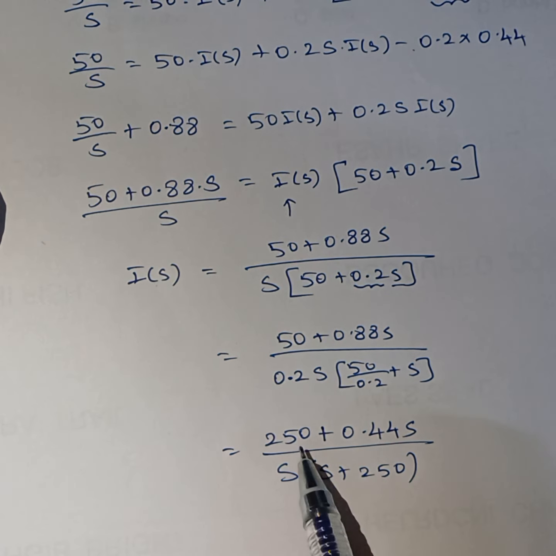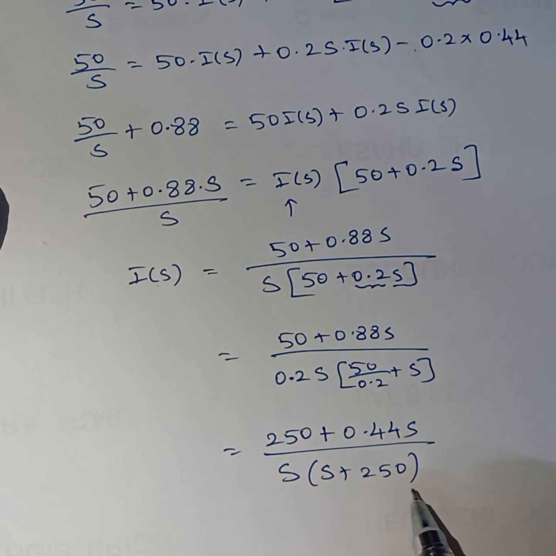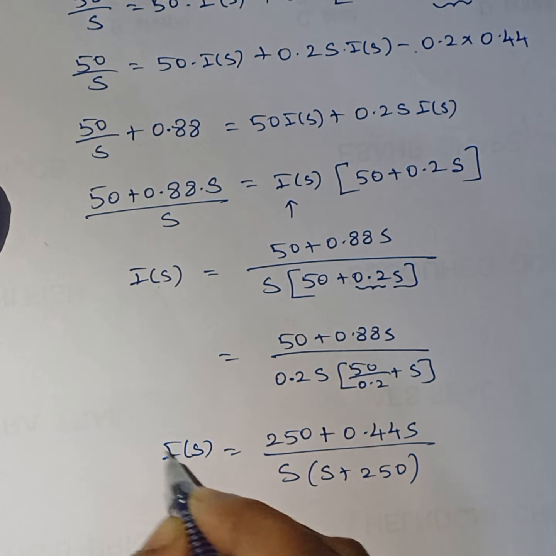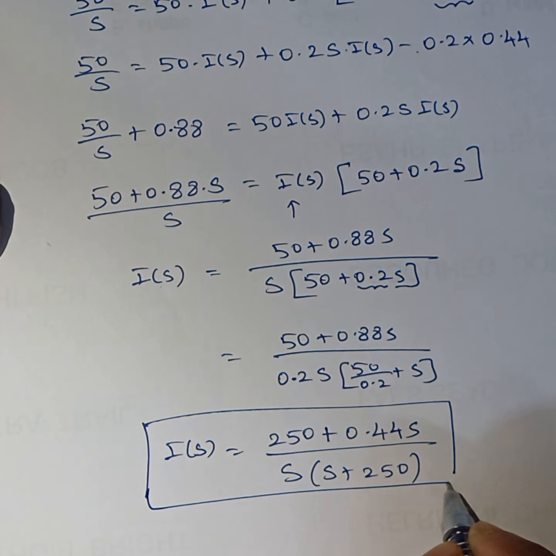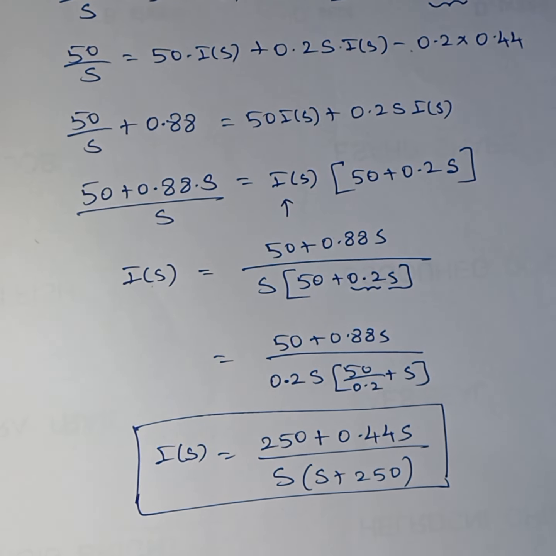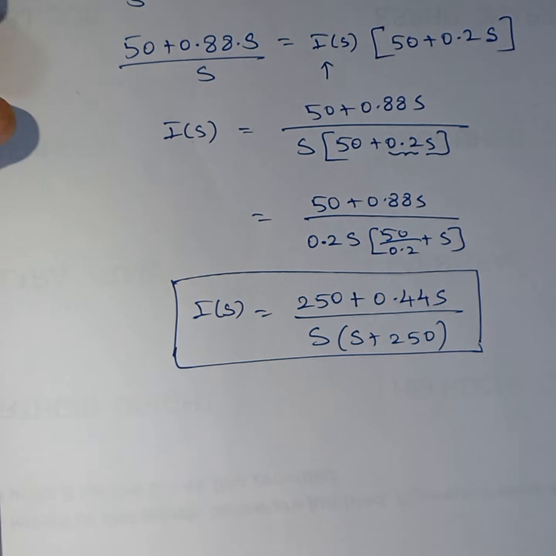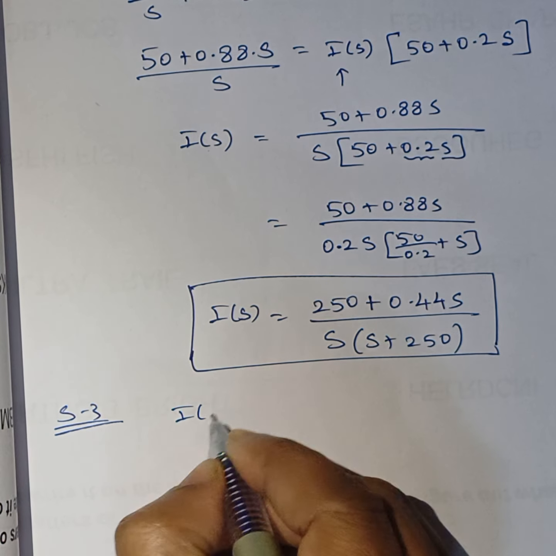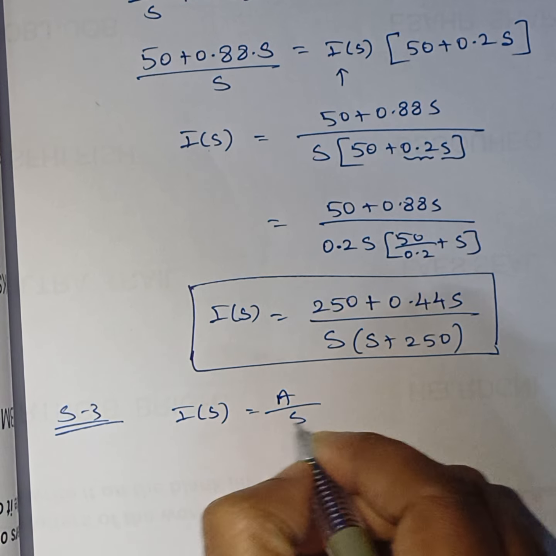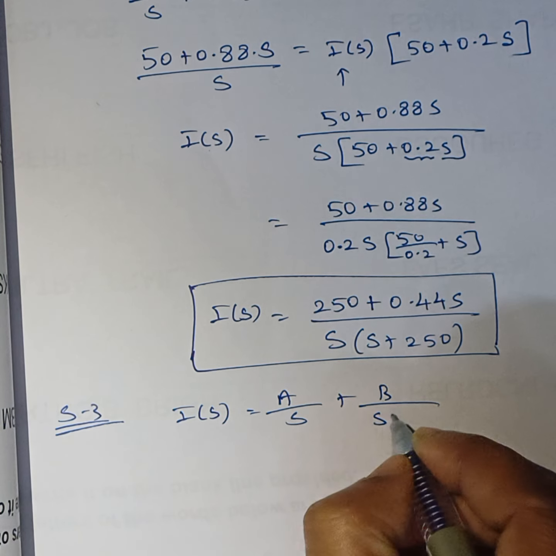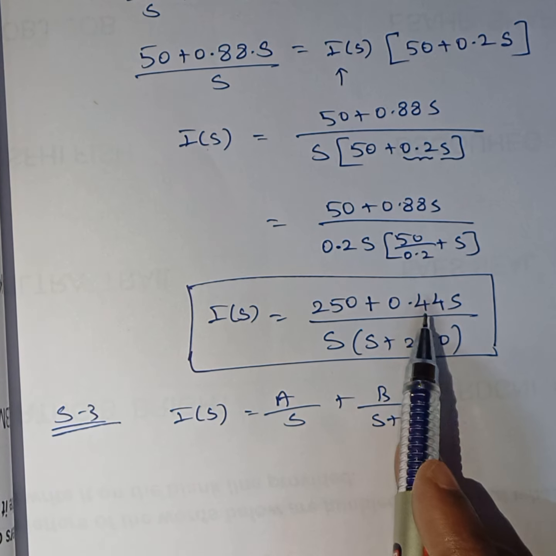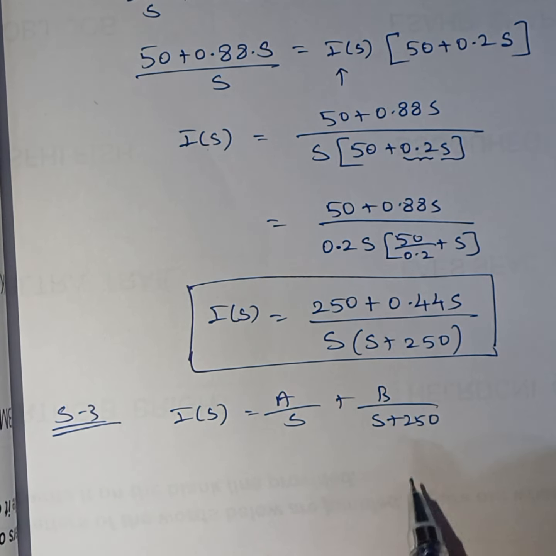So regardless of the numerator, we have to see only the denominator. In the denominator we have distinct roots, again the same thing. Once we have found this IFS value, our step 3 is to take partial fractions. So we'll get IFS as two distinct roots, A by S plus B by S plus 250. Okay, so there are no changes, we take the partial fraction the same way. Whatever the numerator is, don't worry about it, write it like this because there are distinct roots.